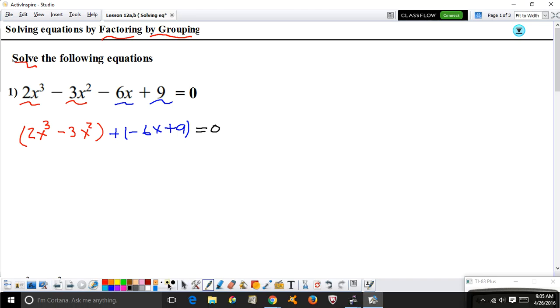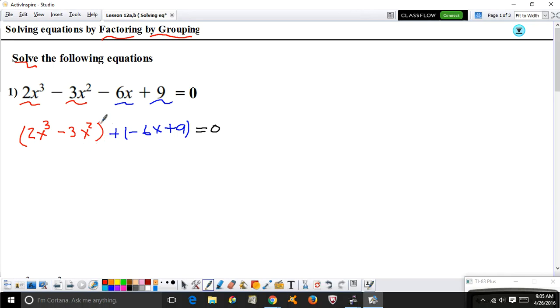So all I did was group them. I did not do anything fancy here. I look at the first two, I group them. I look at the last two, I group them, and I rewrote the equation. So now, what's the whole purpose of this? Once we have it in this form, we're going to look at each group individually.